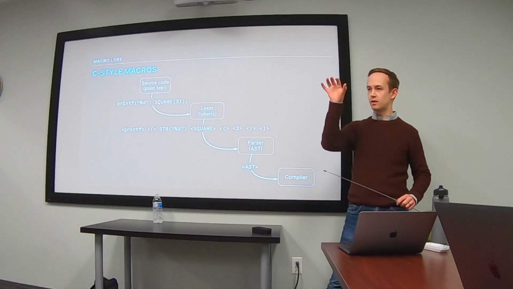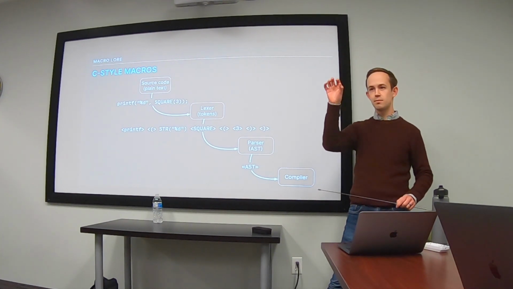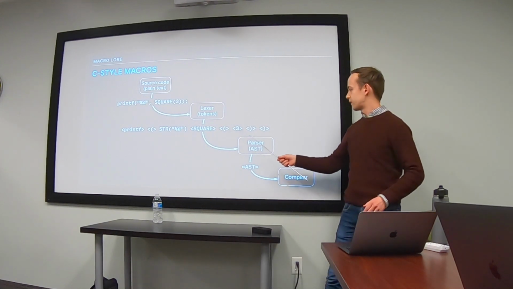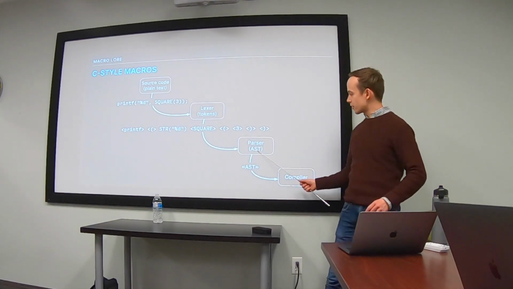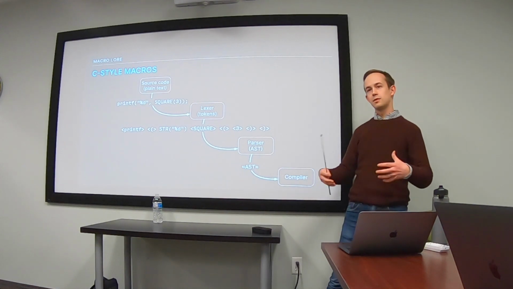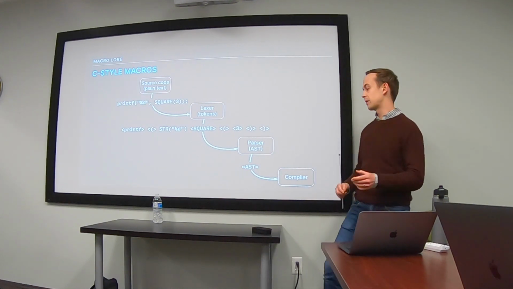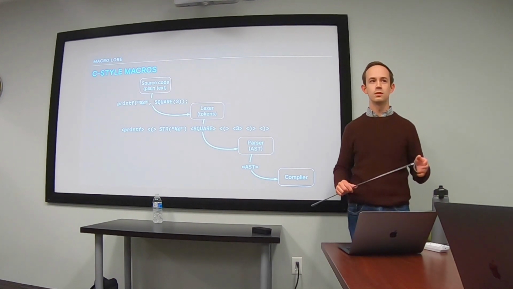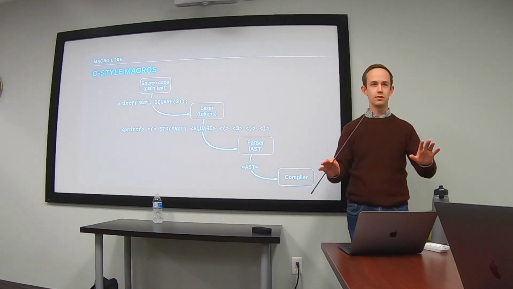It's this atomic thing. It doesn't have any meaning broken up. That gets fed to a parser, which then spits out what's called an abstract syntax tree. We'll talk more about that later. And then that gets sent to the compiler, which generates the binary code. Any questions so far? Following?